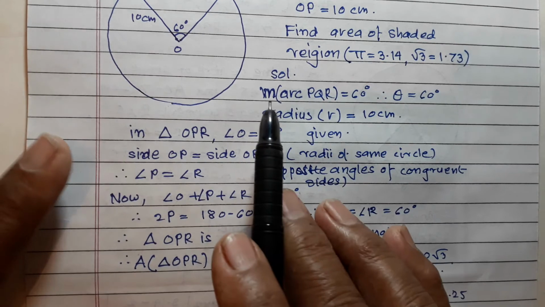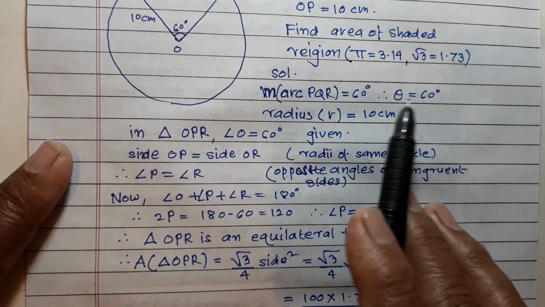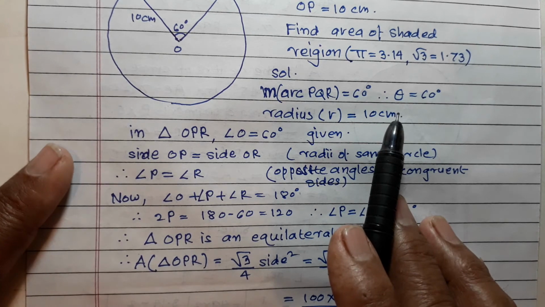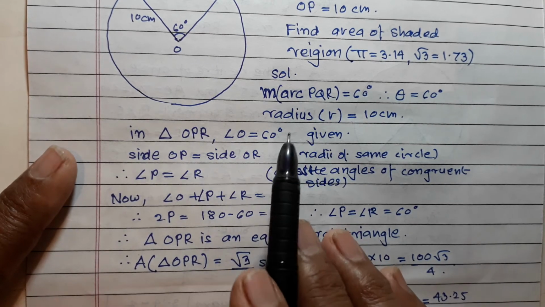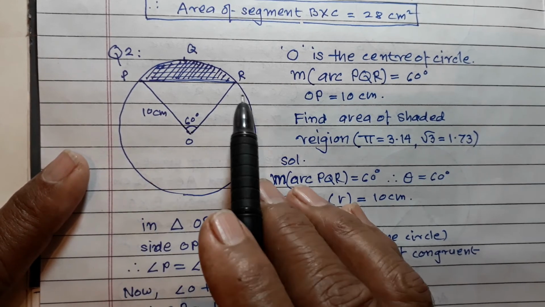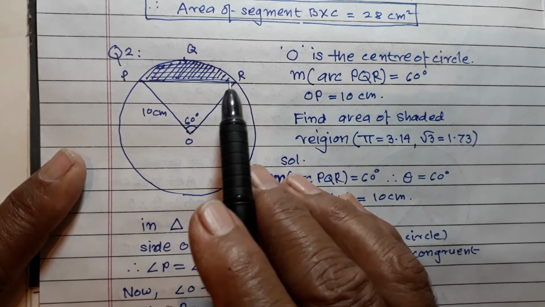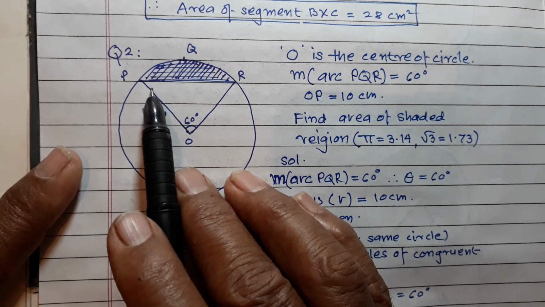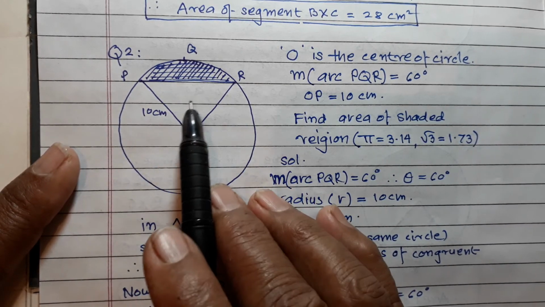Solution. Measure of arc PQR is equal to 60 degree, and therefore central angle theta is equal to 60 degree. Radius R is equal to 10 centimeter given. In triangle OPR, angle O is equal to 60. So this angle is equal to 60 degree, and you know this and this side is equal, therefore this angle and this angle is equal, and therefore this plus this is equal to 180. So if you simplify this, you will get this angle is equal to 60 and this angle is also equal to 60, and hence it is an equilateral triangle.